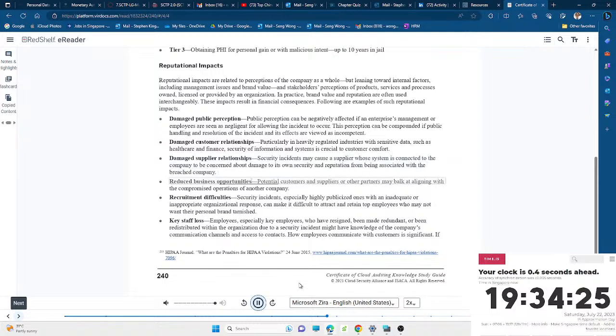Reduced business opportunities. Potential customers and suppliers or other partners may balk at aligning with the compromised operations of another company. Recruitment difficulties. Security incidents, especially highly publicized ones with an inadequate or inappropriate organizational response, can make it difficult to attract and retain top employees who may not want their personal brand tarnished.